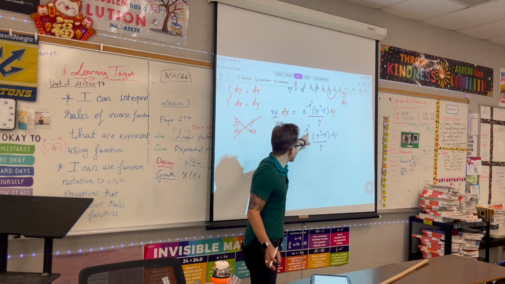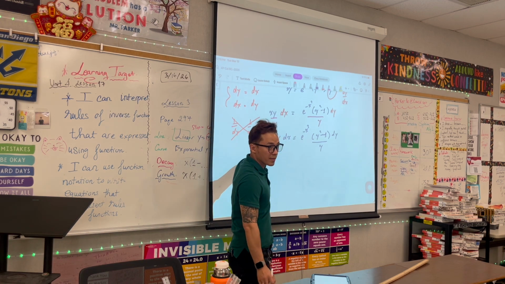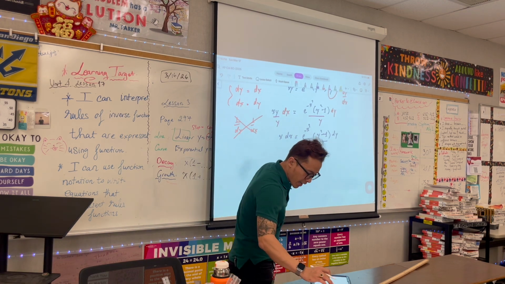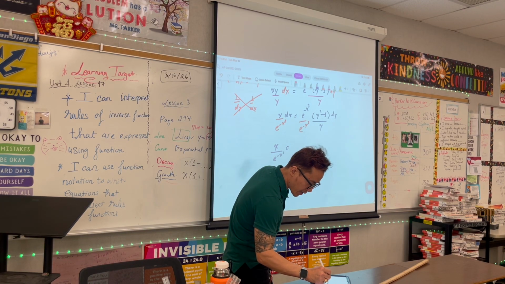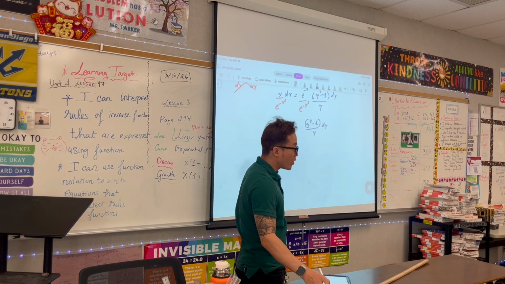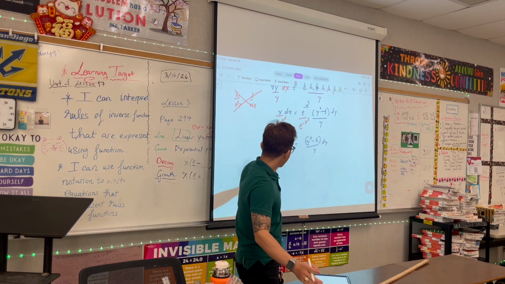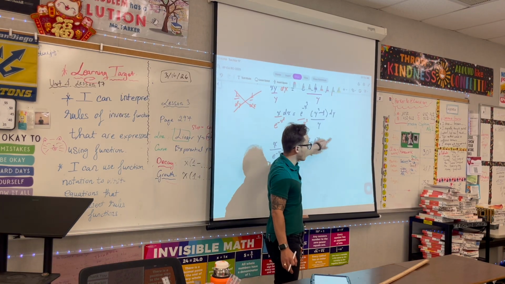Now this one still has the x, so I'm going to bring this one over here as well. The negative is on the bottom already, so we're going to divide this. So now I have x over e to the negative x squared dx equal to y squared minus 1, everything over y dy. I think we achieved our goal, right? Everything with the x on the dx, everything with the y on the dy.